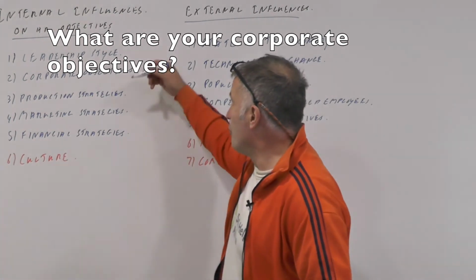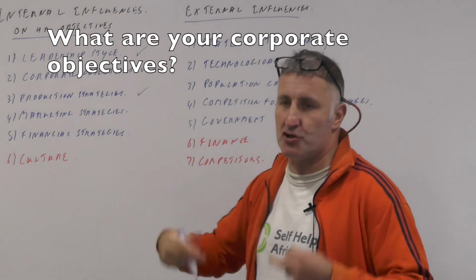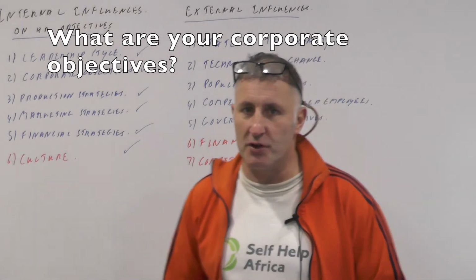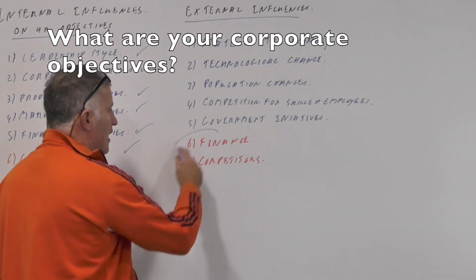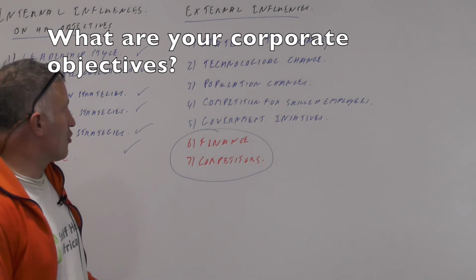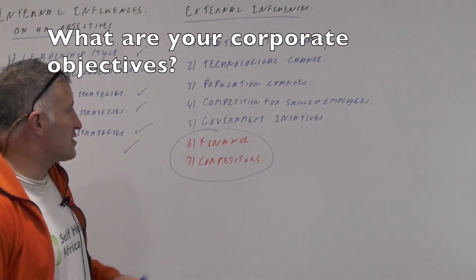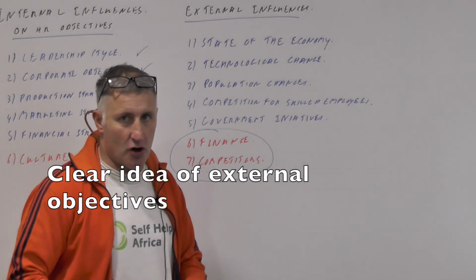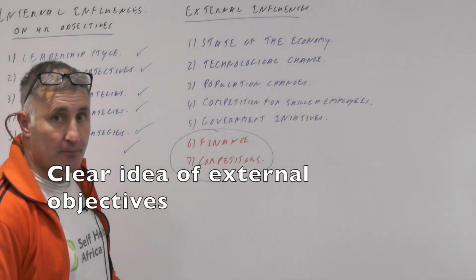But for human resource management, your internal influences are your leadership style, corporate objectives, your production strategies, your marketing strategies, your financial strategies, but also the sort of culture that you want within that firm. For the external factors, I always go to, well, have you got enough money and what are your competitors up to? But also the state of the economy, technological change, what sort of workers you need in the future, population changes, and the competition for skilled employees. Those will all influence your HR objectives and what sort of workers you can get in the future. Okay, lesson 51.